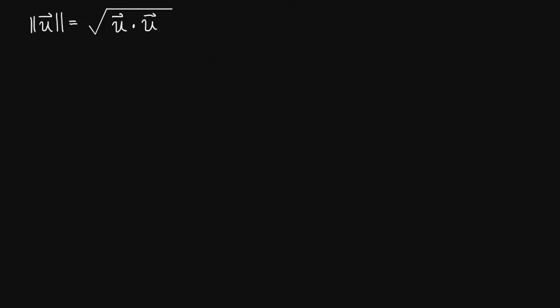Also notice that this is a pretty natural follow-up, but the length of a vector squared is equal to the vector dotted with itself. So we just squared both sides of this. Okay, that's pretty cool.